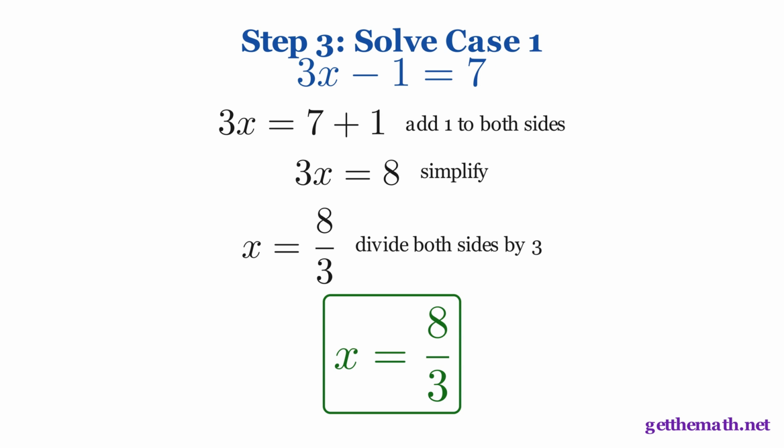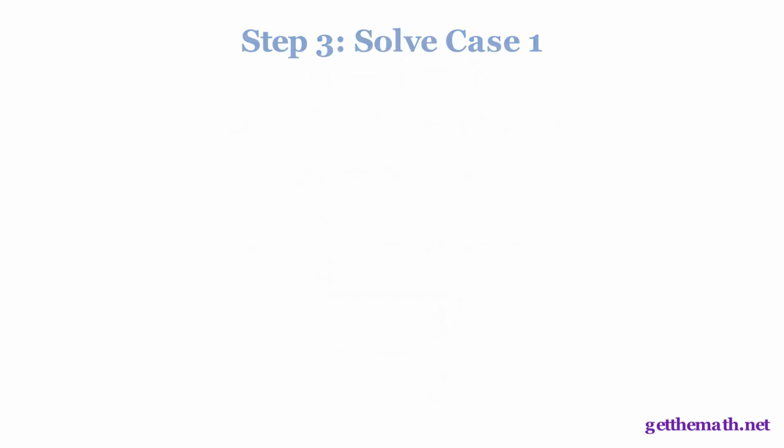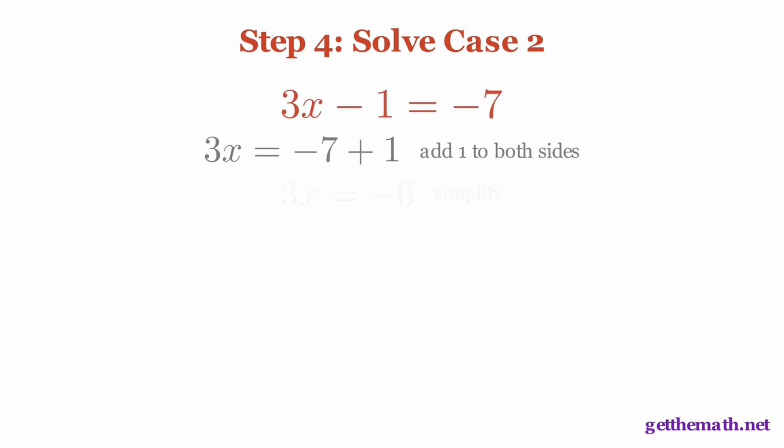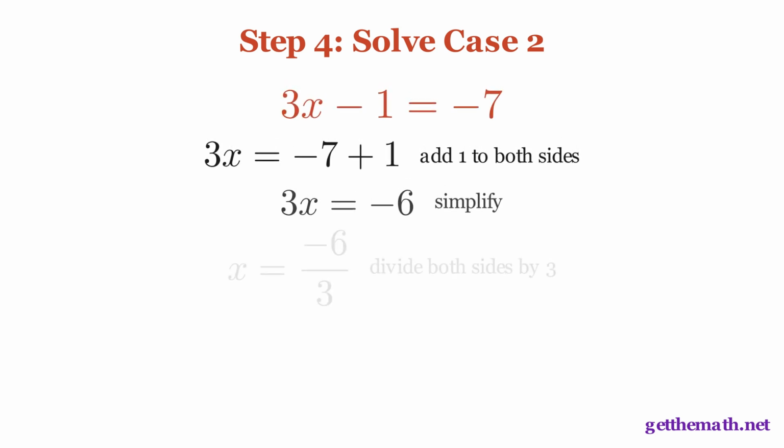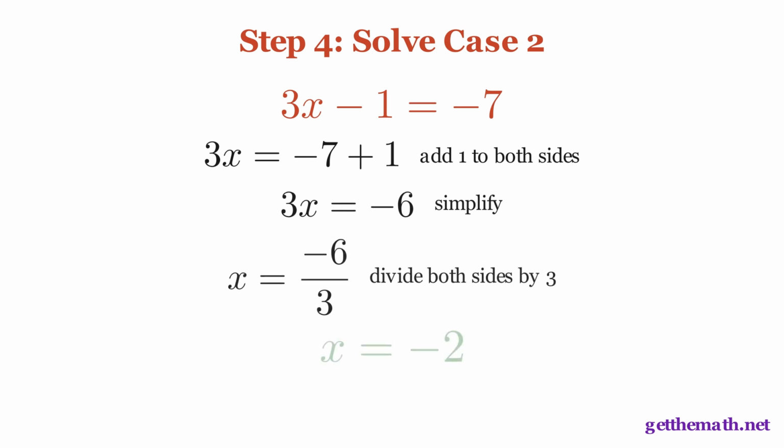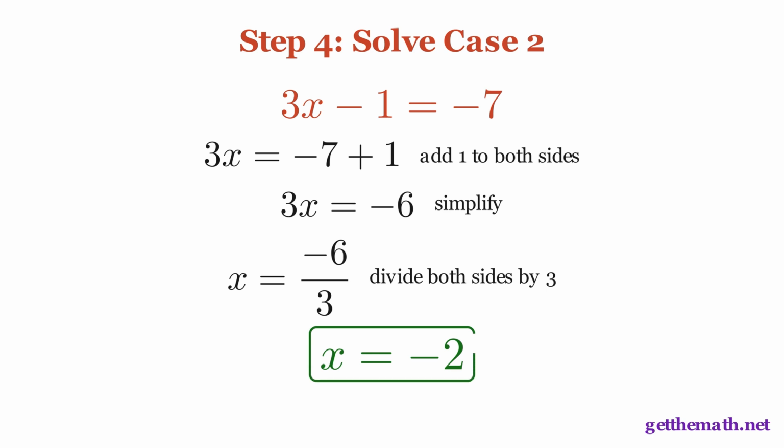Step 4. Solve case 2. We have, 3x minus 1 equals negative 7. Add 1 to both sides. 3x equals negative 7 plus 1, which is negative 6. Divide both sides by 3. X equals negative 6 over 3, which simplifies to negative 2. Case 2 gives us x equals negative 2.